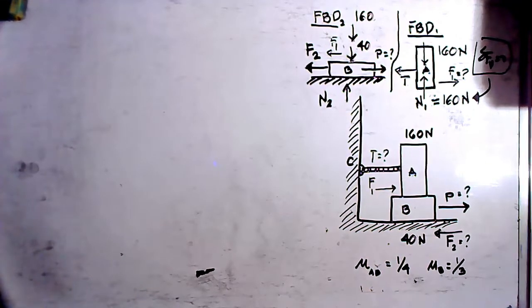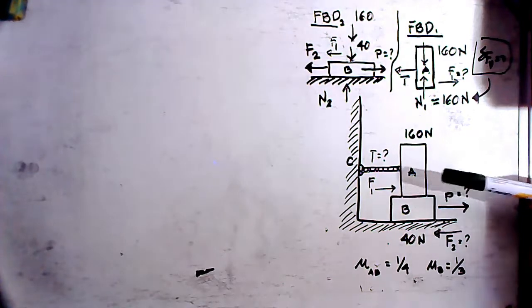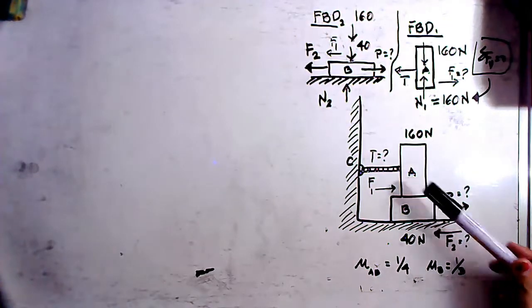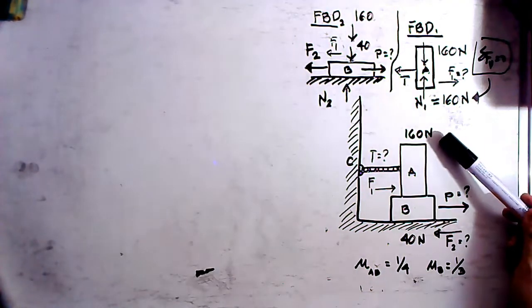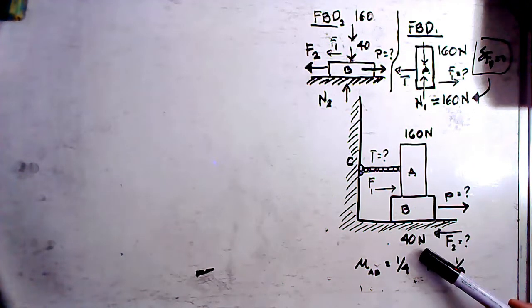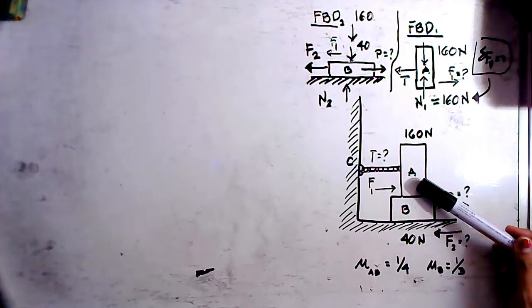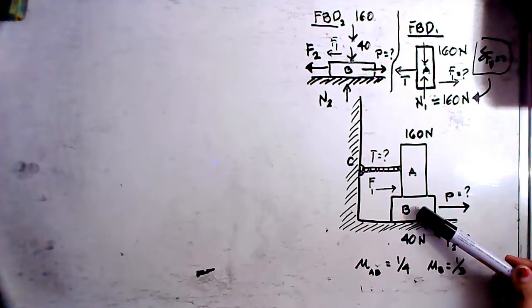This time we are going to talk about engineering mechanics, and we are now going to discuss a problem regarding friction. So you have here, as you can see in the figure that I already have drawn, two blocks. One block is block A, the other block is block B. Block A weighs about 160 Newton, while block B is 40 Newton. So block A, weighing 160 Newton, is resting on top of block B.